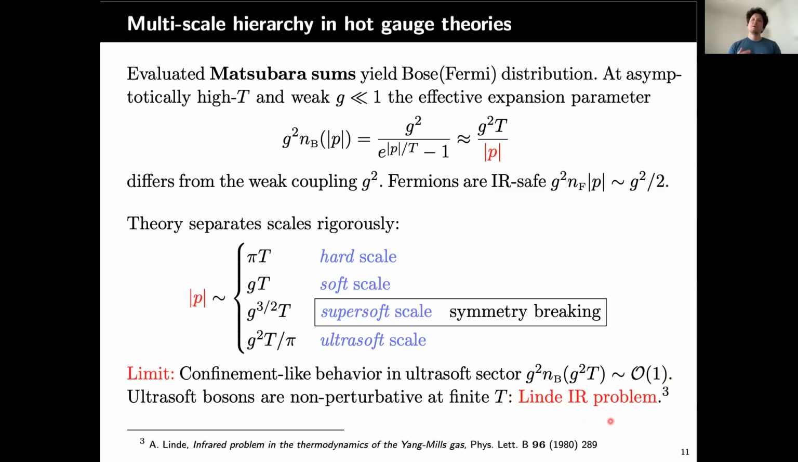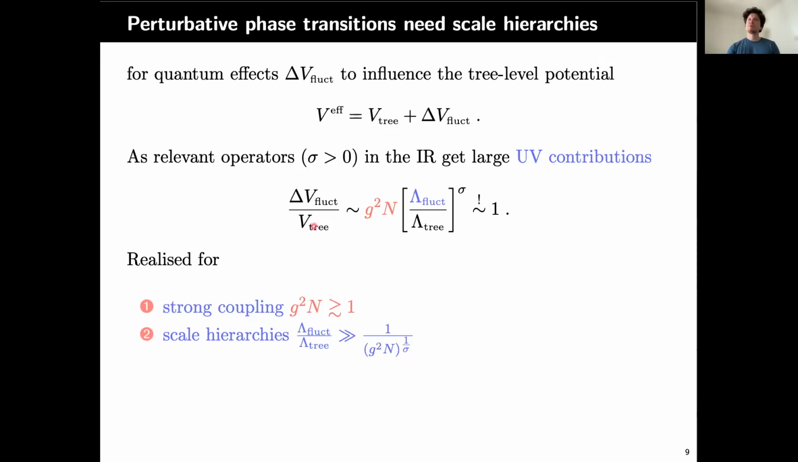Linde problem. However, there are still sectors that are fully perturbative, namely the gT scale, and that is entirely the scale that relates to the symmetry breaking of, for example, the electroweak sector. And that is exactly what I discussed before. These are the prerequisites that we need, namely a scale hierarchy in the theory, because that will allow us to use perturbation theory in the first place. This is exactly what I mentioned before. We need a hierarchy of scales here.